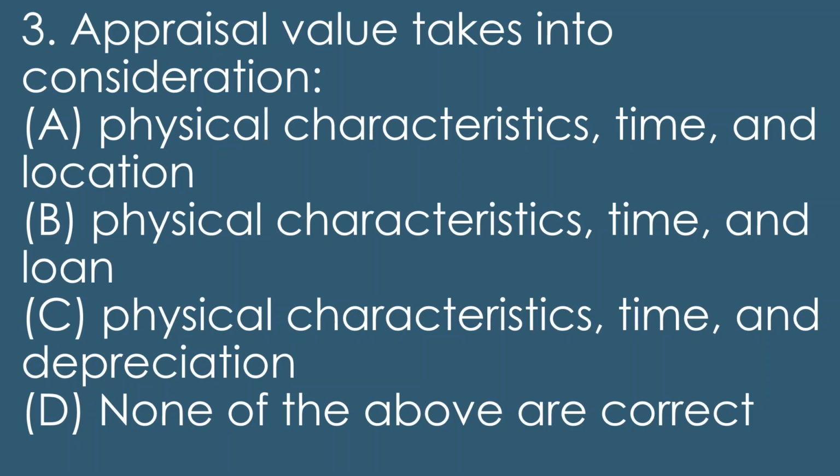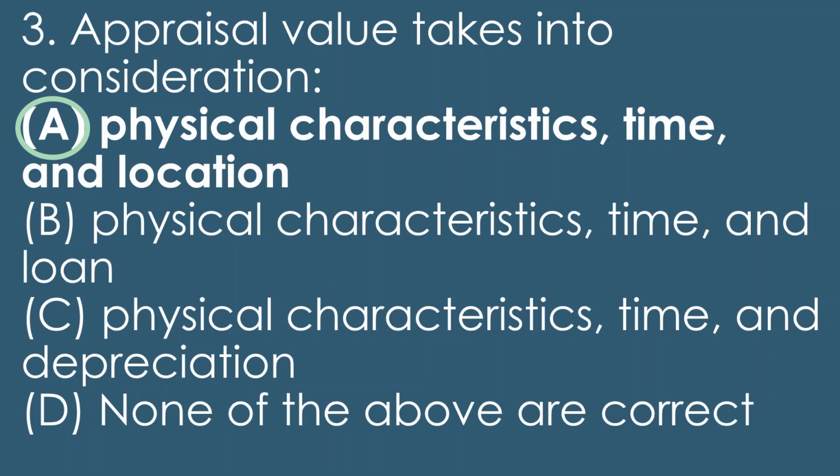So from looking at it from a physical deterioration, functional obsolescence, and economic obsolescence standpoint. However, so looking at that, we can eliminate B and D. A and C are the better answers. Which one, though, is the best answer? Well, the best answer is physical characteristics, time, and location. Why is that the better and the best answer?